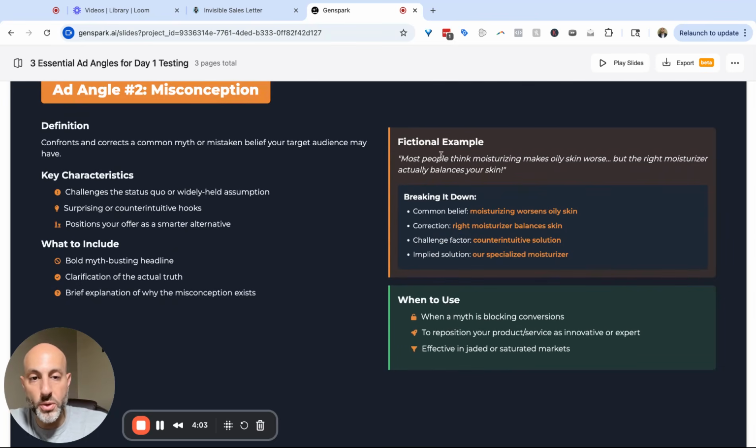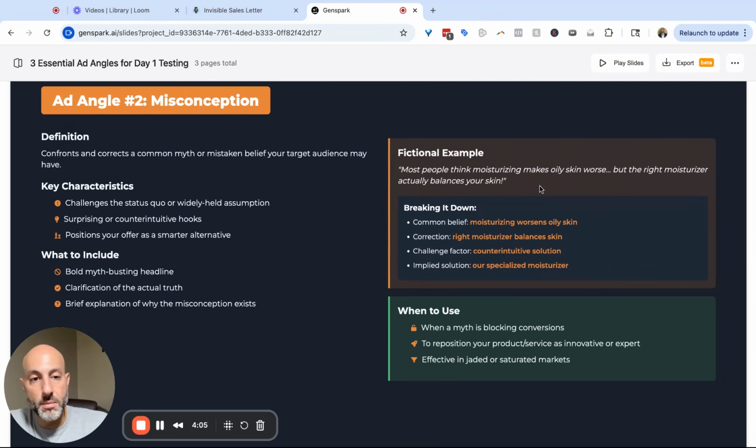Okay, fictional example here. Most people think moisturizing makes oily skin worse, but the right moisturizer actually balances your skin. Or it could say something like, most people think that they should wash their face daily to have clear skin. That actually may be the worst possible thing you can do, right? Misconception, because then people are thinking, wait a second, I thought I was supposed to wash my skin every day.